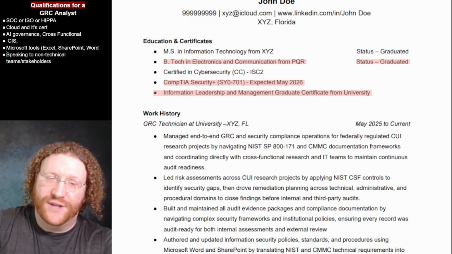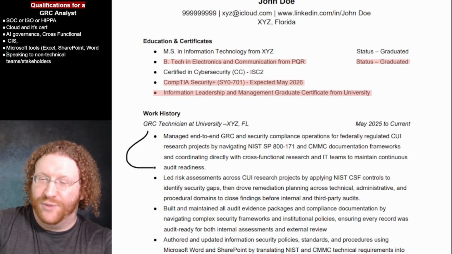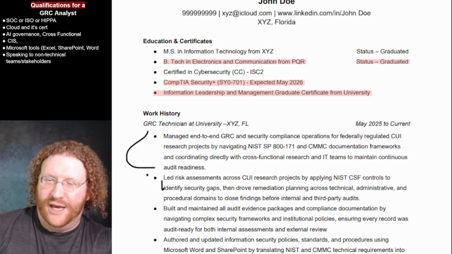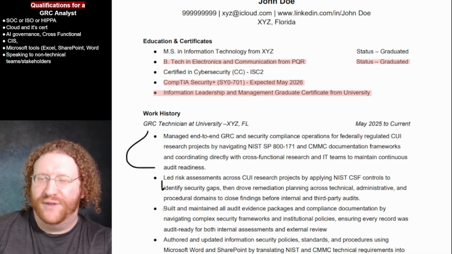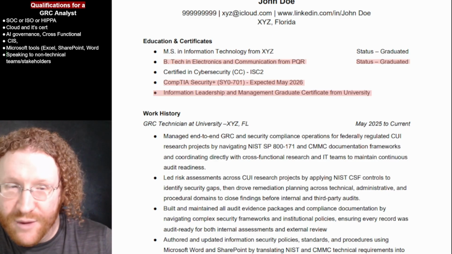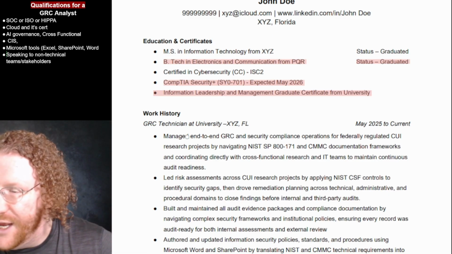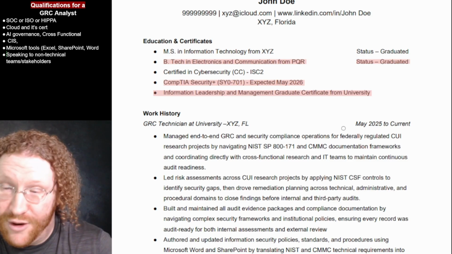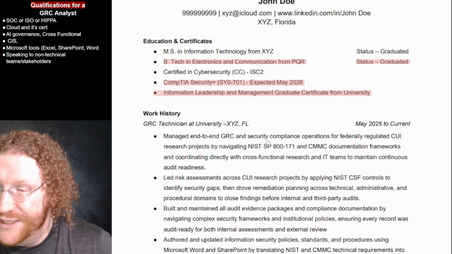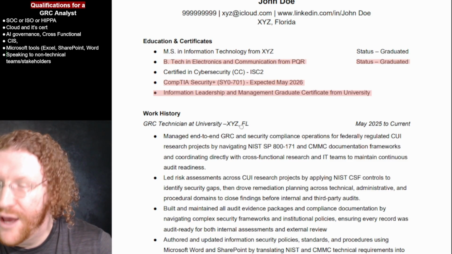In addition, the first thing is this needs to be 3 lines maximum. And I don't think you need all this stuff in your resume. Like, why do you need all of this for a job you've been at for this little of a time? So, what can we take out? Managed end-to-end GRC is good, and security compliance operations. Okay, good. For federally regulated CUI research projects. Okay.